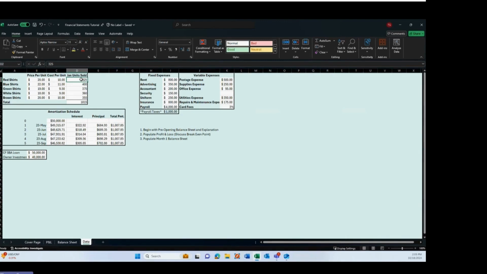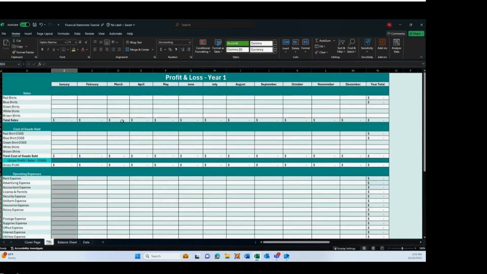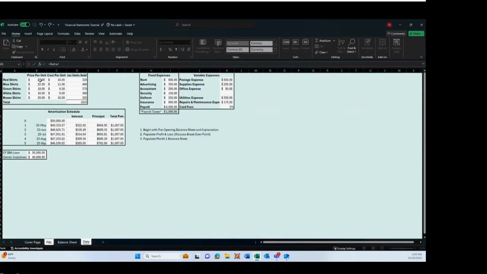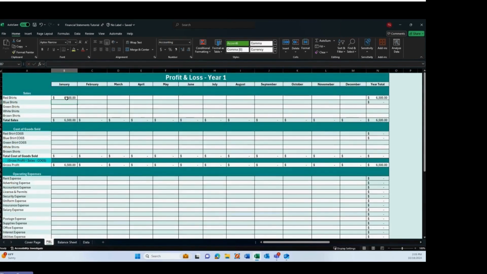So we now need to get that data onto our profit and loss sheet. So go back over to profit and loss. We're going to go January red shirts. We'll type equals. Go back over to our data sheet. $20 per shirt times 325. And there you have it, $6,500 in revenue from red shirts in the month of January. Now we're going to simply repeat this process for the rest of our revenue.